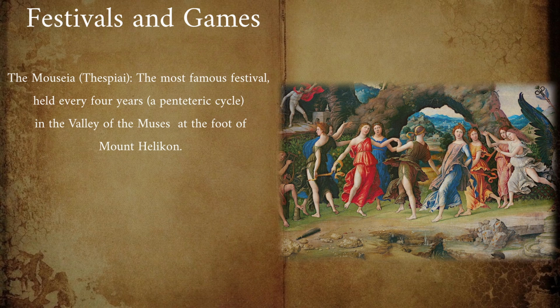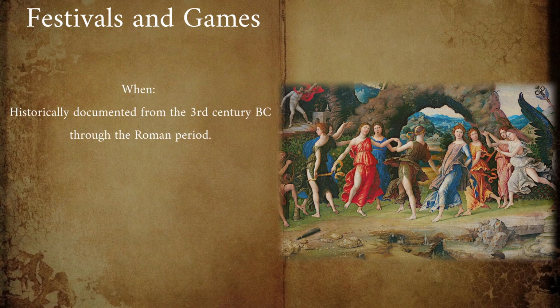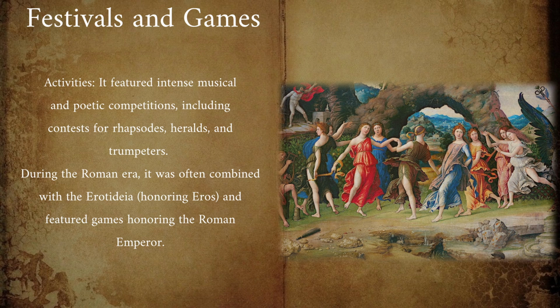Now, festivals and games, beginning with the Mouseia in Thespiae, the most famous festival, held every 4 years, a pentateric cycle, in the Valley of the Muses at the foot of Mount Helicon. Historically documented from the 3rd century BC through the Roman periods. It featured intense musical and poetic competitions, including contests for rhapsodes, heralds, and trumpeters. During the Roman era, it was often combined with the Erotidia, basically honoring Eros, and featured games honoring the Roman emperor.